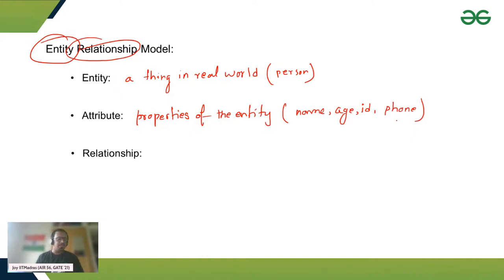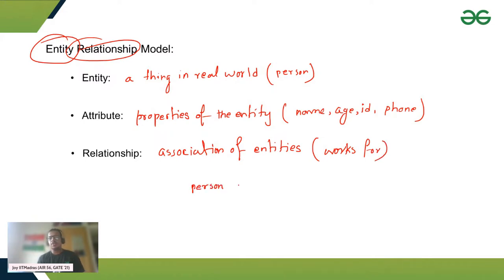Then comes the relationship. A relationship is the association of entities. We associate two different entities via a relationship. How does it look in the real world? Suppose a person is working in an organization. Then there will be one relationship called works for. So we have a person, we have an organization, and the connection by which these two entities are related is works for. So this is the broad structure.